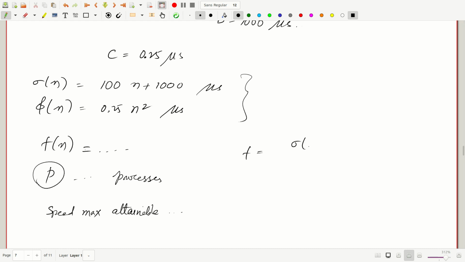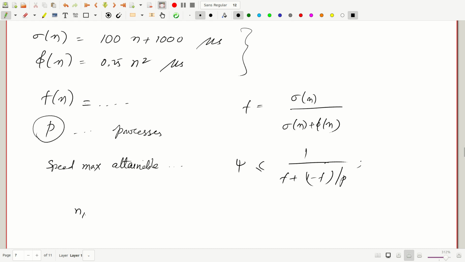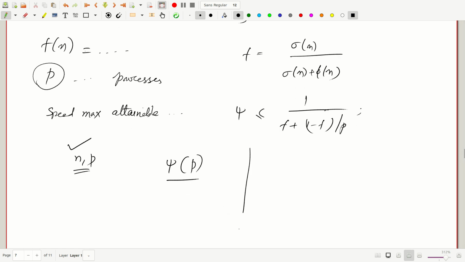Now, if you can do this, you basically define f equals sigma n divided by sigma n plus phi of n, plug in these relations, and then calculate psi from 1 by f plus (1 minus f) divided by p. Then we could plot psi as a function of n or p, or for a given problem size n, as a function of the number of processes, and analyze what happens to the speed up as you keep increasing processes. We could do that for different problem sizes.